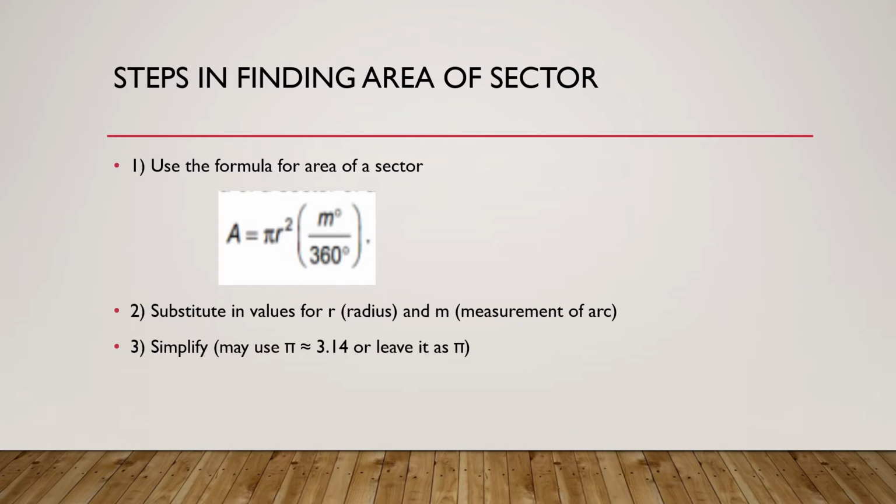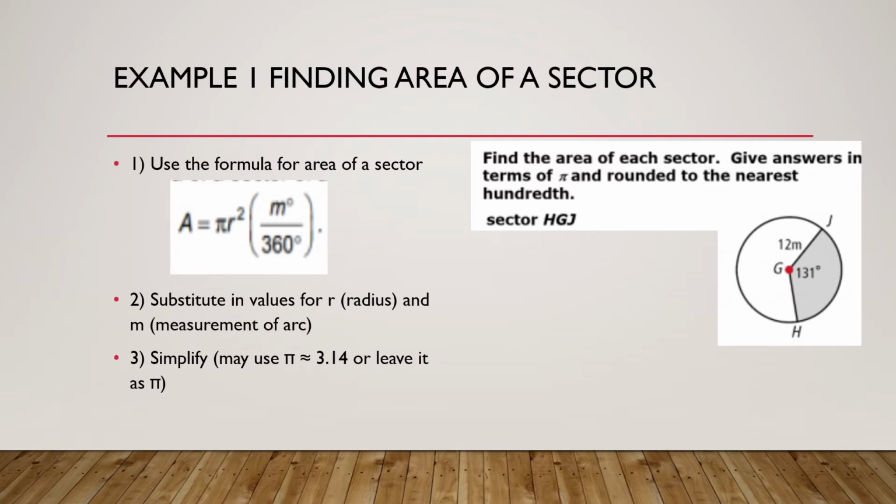So the steps in finding the area of a sector: again, we're going to use the formula. We're going to substitute in our values for r and our m, and then we're going to simplify. If it says to round to the nearest hundredths, we're going to use 3.14 as our approximation of pi. Let's put this into action. We're going to find the area of the sector, and we can round to the nearest hundredth. And we want to find HGJ. So here's my sector, HGJ.